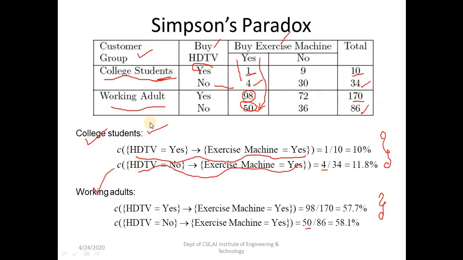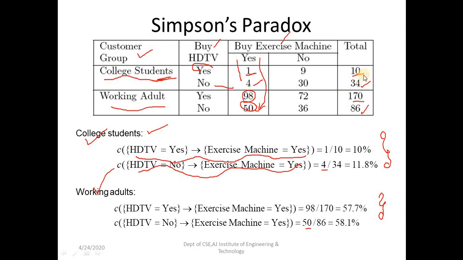So here the sales of HDTV and exercise machine are being affected by a hidden variable, that is the group of customer, whether a customer is a college student or a working adult. So this was an example of Simpson's paradox.